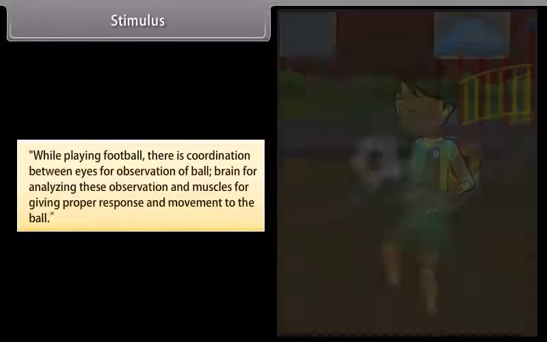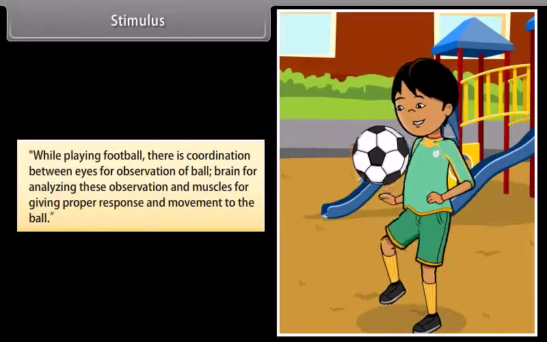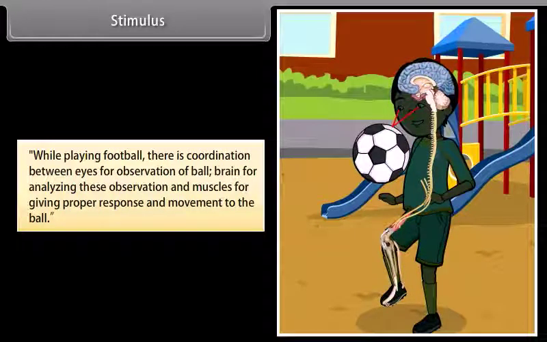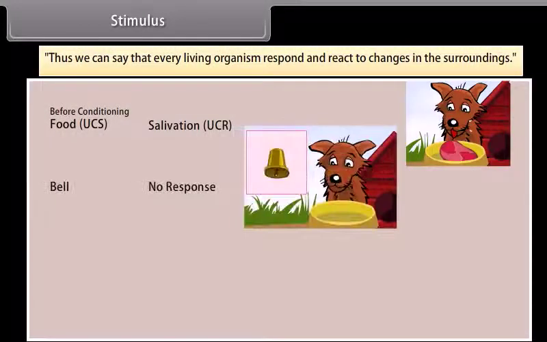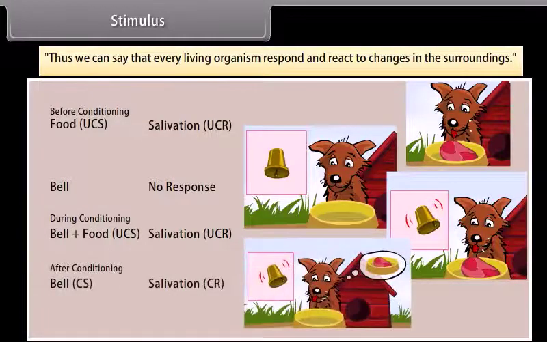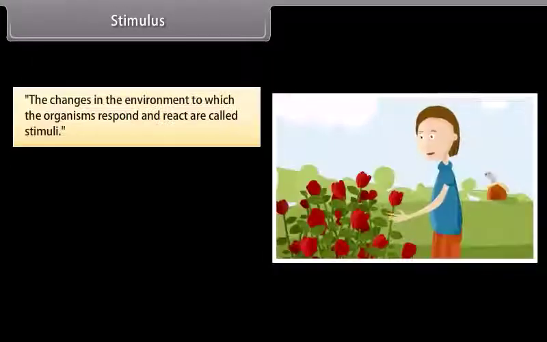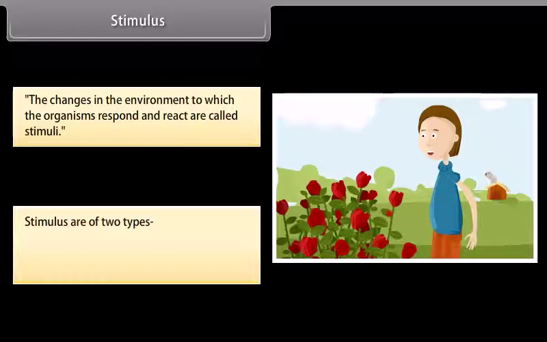Stimulus. While playing football, there is coordination between the eyes for observation of the ball, the brain for analyzing these observations, and the muscles for giving proper response and movement to the ball. Thus, we can say that every living organism responds and reacts to changes in the surroundings. The changes in the environment to which organisms respond and react are called stimuli. Stimuli are of two types: external stimulus and internal stimulus.